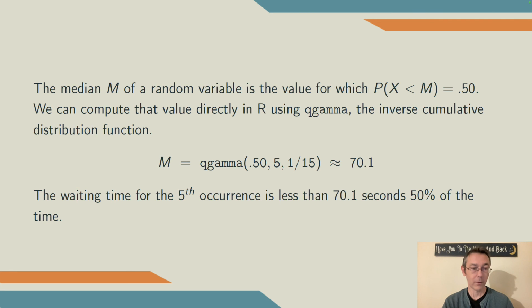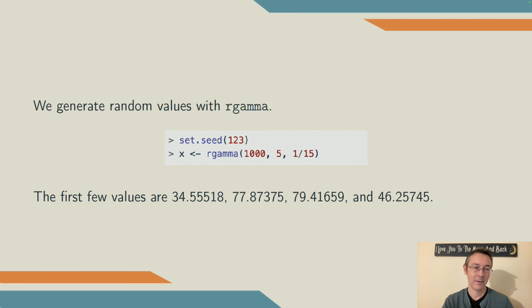The syntax is very similar to pgamma, except now instead of feeding it an x value and getting back a probability, we feed it a probability and get back an x value. So qgamma(0.50, 5, 1/15), it's about 70.1. Notice, by the way, that we're feeding qgamma a decimal, 0.50, rather than a percentage, 50. So this is the median of this distribution. In words, the waiting time for the 5th occurrence is going to be less than 70.1 seconds, 50% of the time that we run this probability experiment.